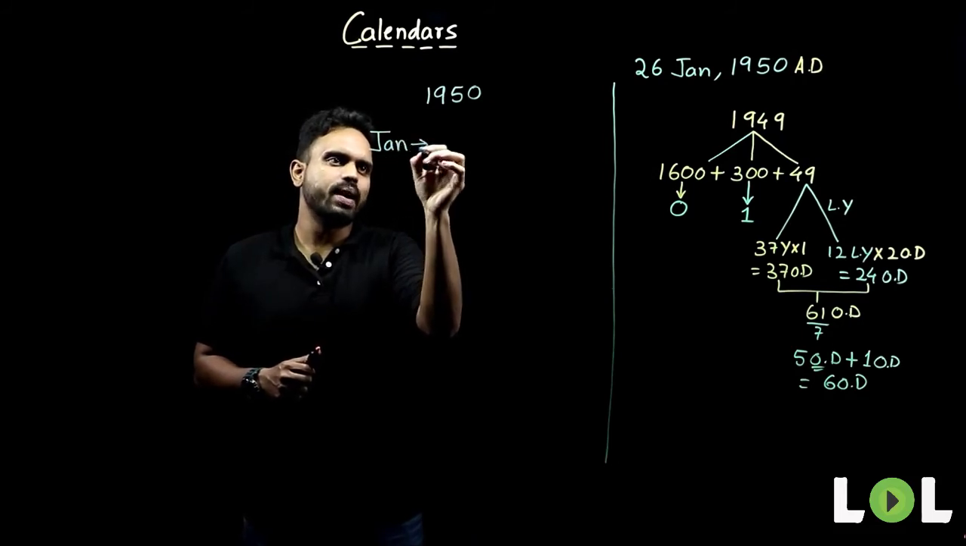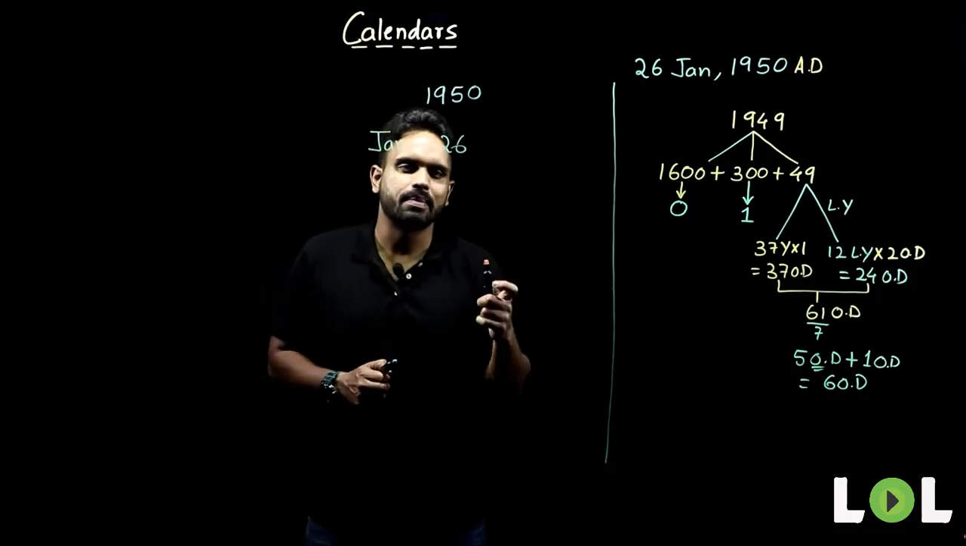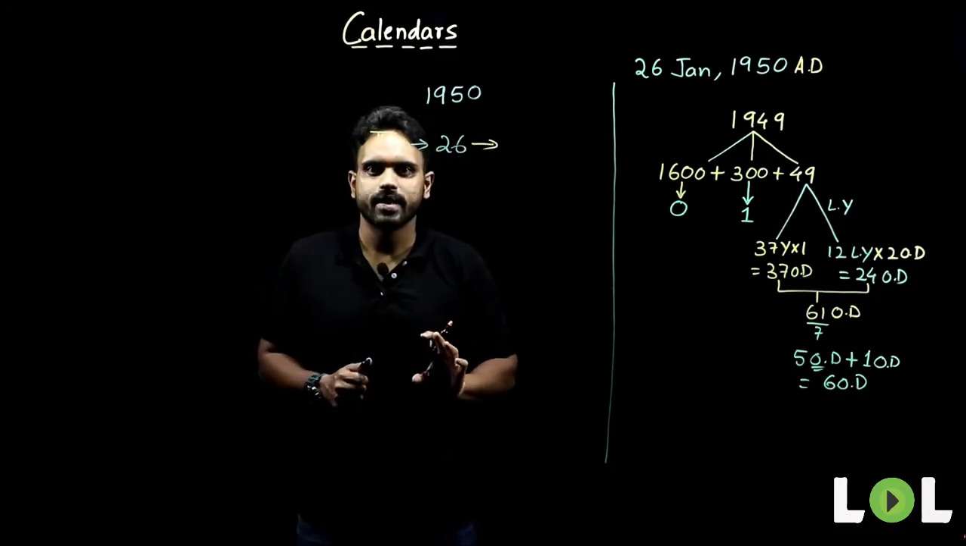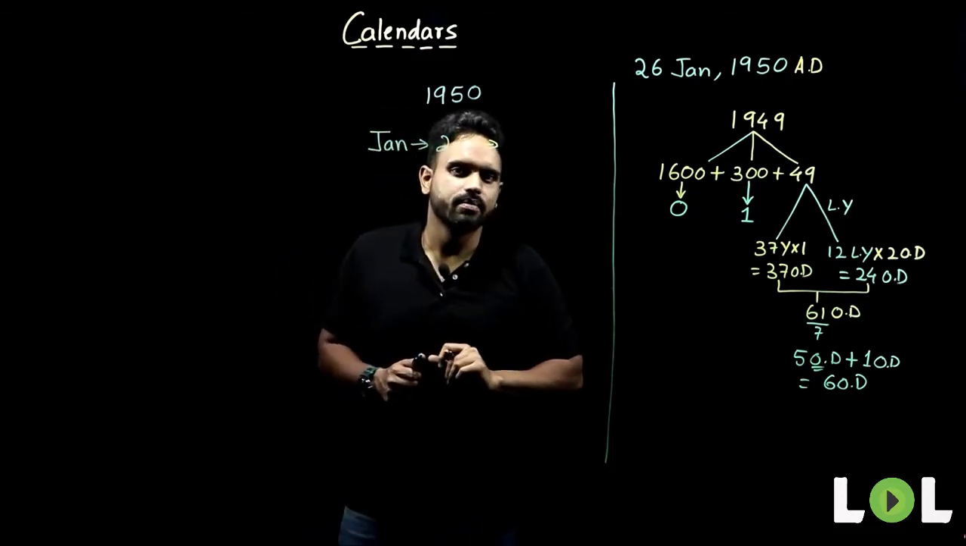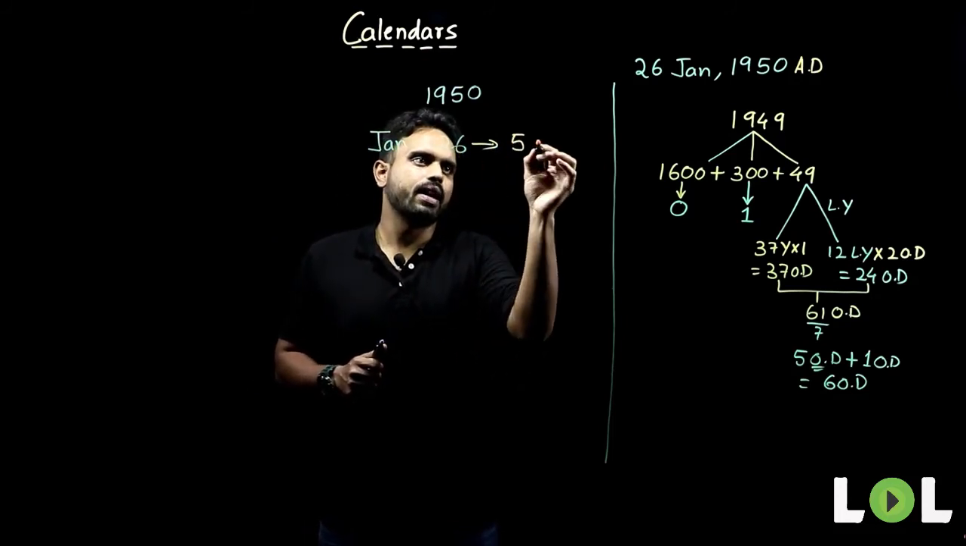It is January 26th, so 26 days have elapsed. These are my odd days directly: 26 odd days I have here. Now, can the number of odd days be greater than 7? No. So how many odd days will I have? I'll have 5 odd days.